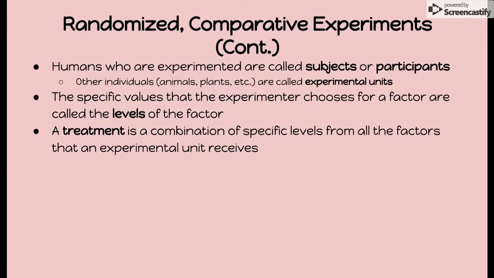Humans who are experimented on are called subjects or participants. Any other individuals, whether animals or plants, etc., are called experimental units. The specific values that the experimenter chooses for a factor are called the levels of the factor. And a treatment is a combination of specific levels for all the factors that an experimental unit receives. The difference between an observational study and an experiment is that in an experiment, the experimenter is manipulating the factors. He's manipulating which level of the factor you're getting, and that determines the subject's treatment.